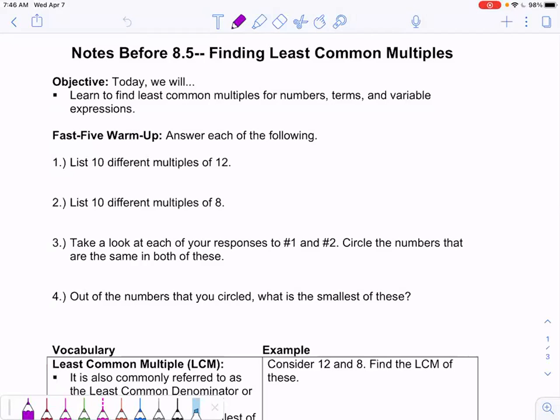So this will get you into the thought process of this least common multiple that we're going to talk about. How well do you know the factors of 12, the factors of 8, or the multiples, I should say, the multiples of 12, the multiples of 8?